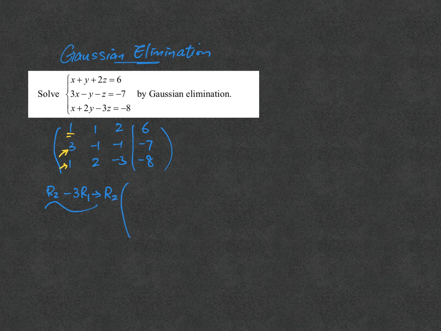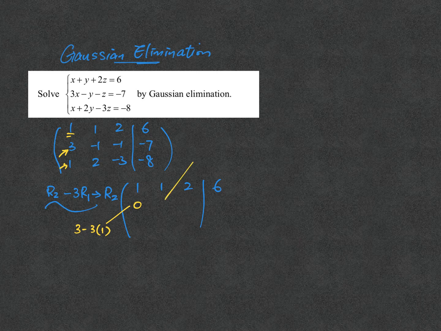Okay, so let's see what that means. I keep row 1 unchanged, so we have 1, 1, 2, 6. For the first number, let's write clearly, 3 minus 3 times row 1, that means 3 minus 3 times 1, which gives you a 0.